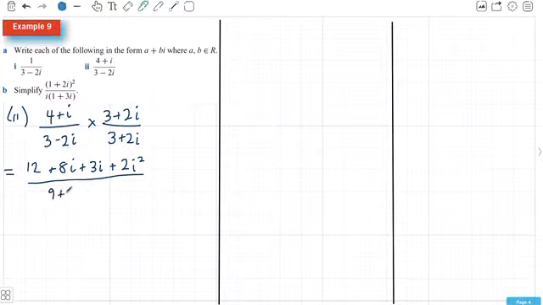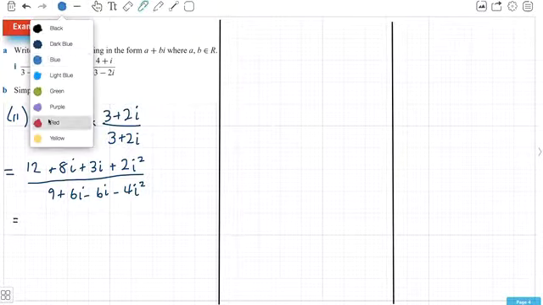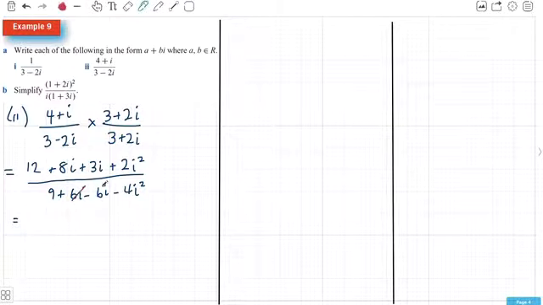9 plus 6i minus 6i minus 4i squared. And the thing to look for as well is, you've done the right thing if your answer doesn't have any i's on the bottom line. You're going to combine the things that are similar on the top, and you're going to replace the i squareds with negative ones in here.